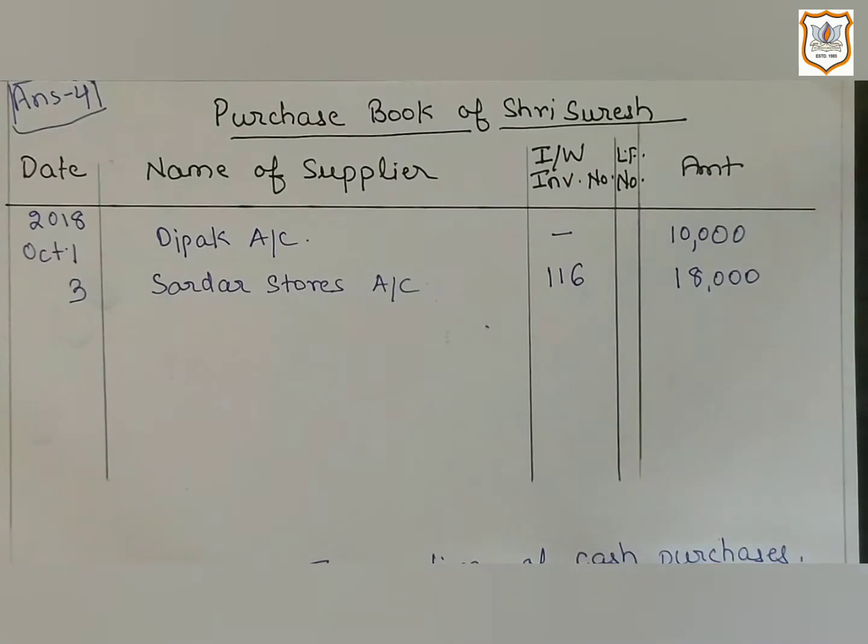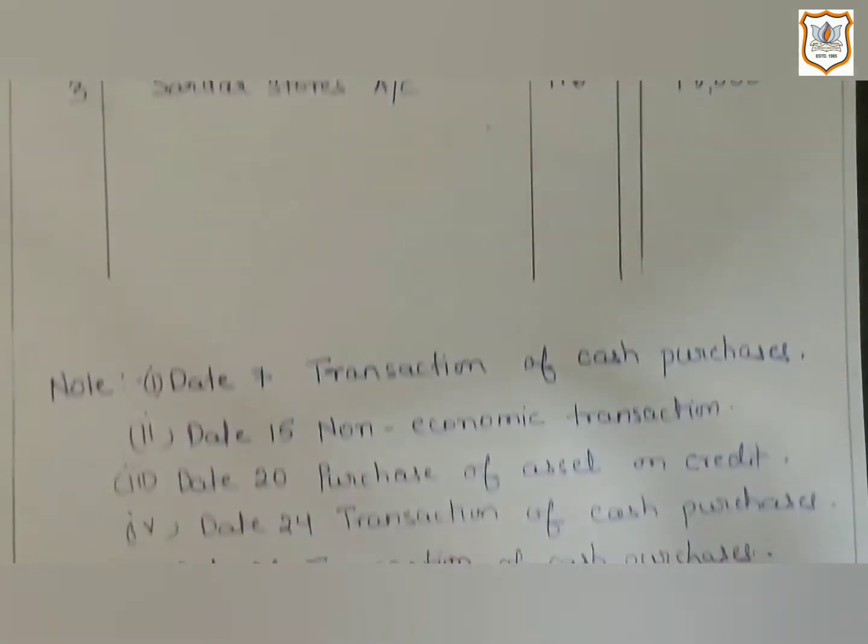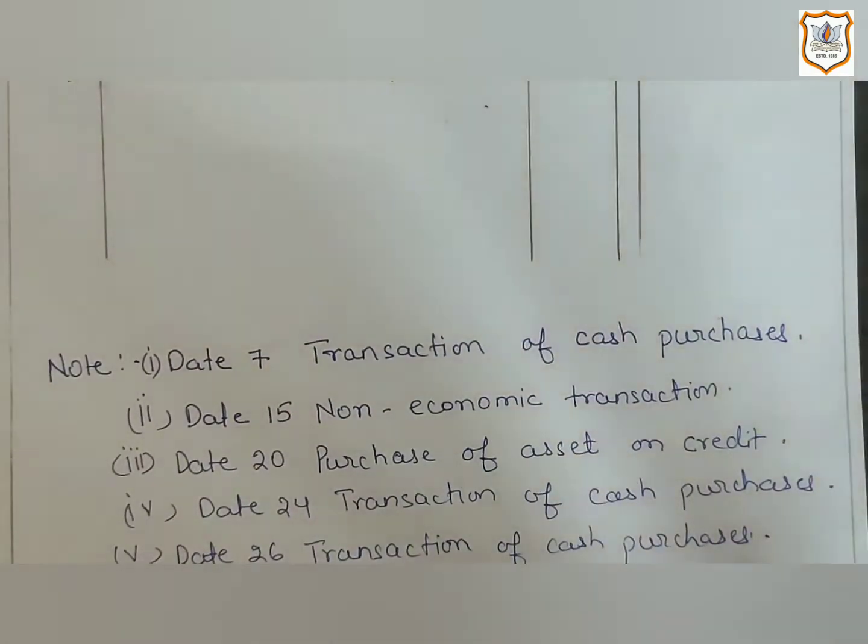This transaction is credit transaction, but still it will not be recorded in purchase book, because in purchase book we only record credit purchase of goods. Here asset is being purchased. Furniture is an asset and here asset is being purchased. So in spite of being credit transaction, it will not be recorded here. Again, for this also you have to mention it in separate note. Date 20, purchase of asset on credit.